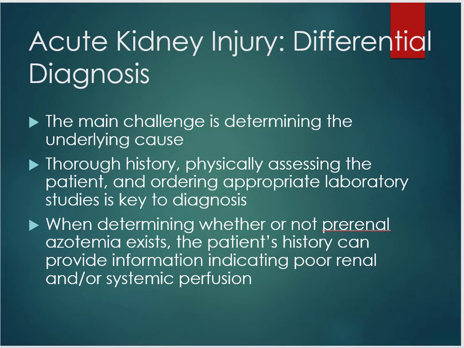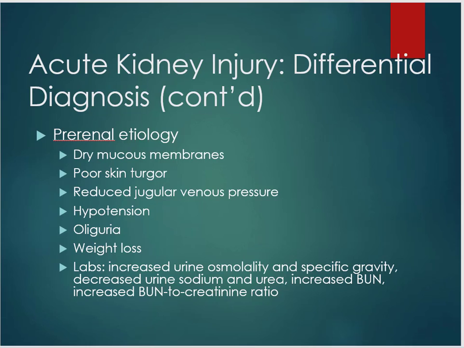And also, the patient's history can provide much information indicating if there have been issues with poor renal function or systemic perfusion prior to this injury. If you are concerned for a pre-renal etiology, your patient may present with dry mucous membranes, decreased skin turgor, reduced JVP, hypotension, oliguria, and weight loss.